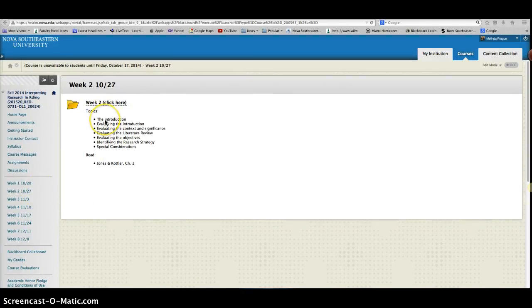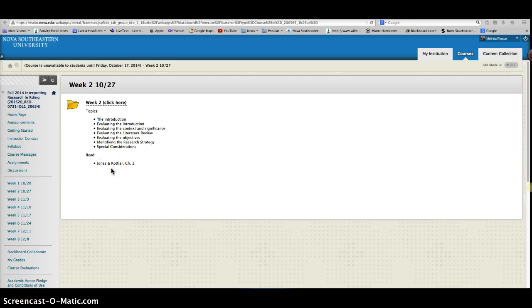I've gotten to this point in my Blackboard by going to my menu bar and clicking on week 2. Notice we have the topics that we'll be dealing with this week. We'll be looking at the introduction in a research paper. We'll be evaluating the introduction, as well as the content and significance, as well as looking at the literature review and the objectives.